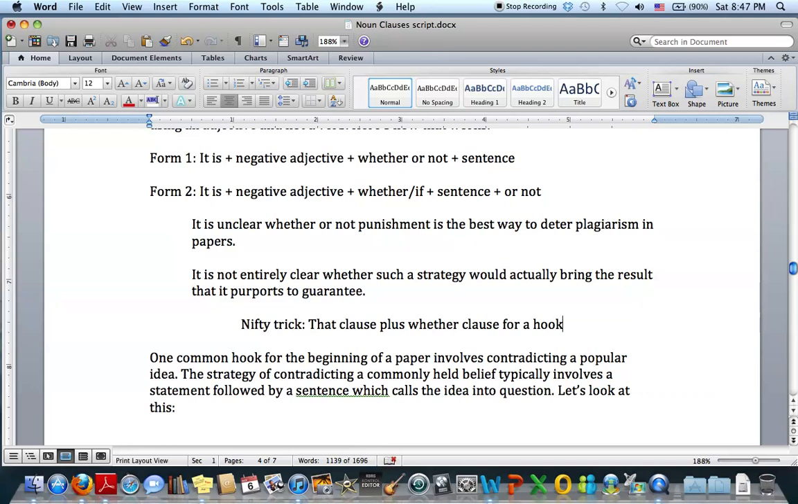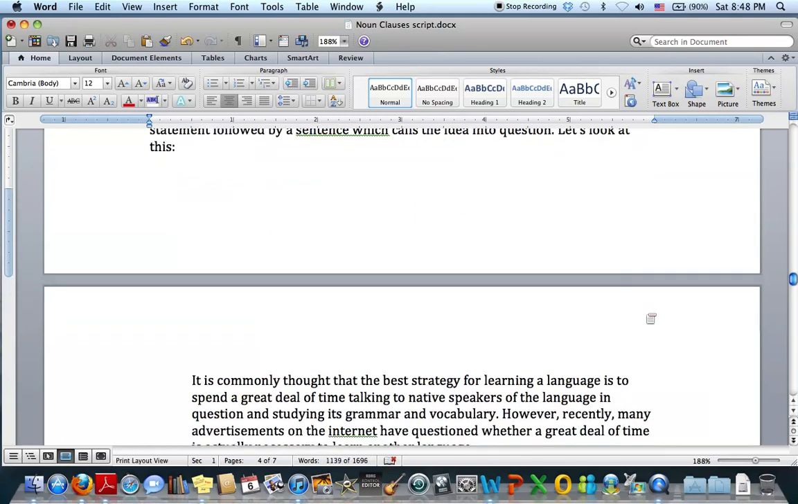So here's an example of how that looks. Actually, let's back up for a second. If you're thinking about that, a commonly held belief, something that everybody believes, well, we can use a that clause to talk about that. Just like we looked at earlier, we could say, it is believed that, or it is clear that, whatever the case might be. Okay, there we're stating a fact. And then we could use a whether clause, because that talks about calling something into question, doubting it, right? So here's an example of it.